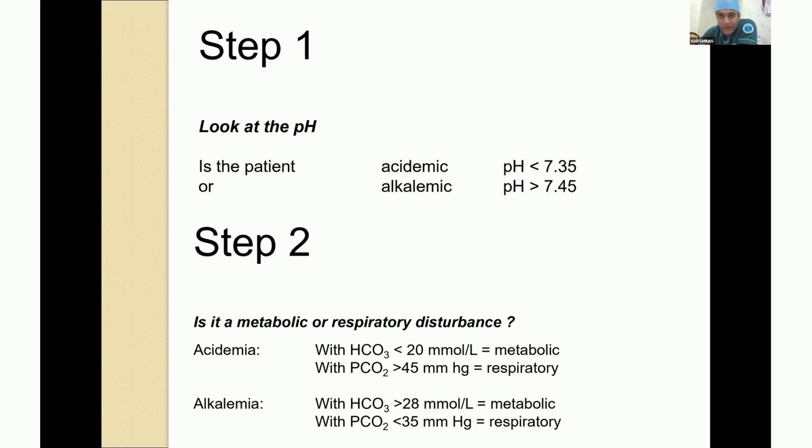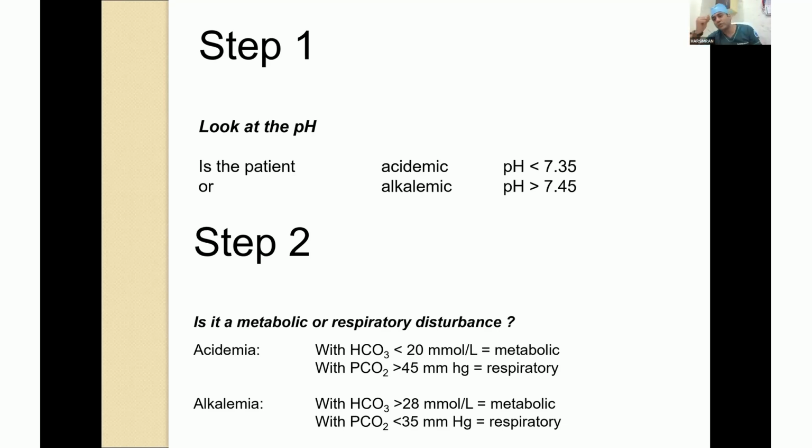So pH is decreasing, pH is less than 7.35, PCO2 is rising from 40, it is like 50. The primary pathology will be respiratory. And if pH and PCO2 are moving in the same direction, the primary pathology will obviously be metabolic. So the first step is looking at whether the patient is acidic, alkalemic or normal. Then the second step is looking at what the primary pathology is.